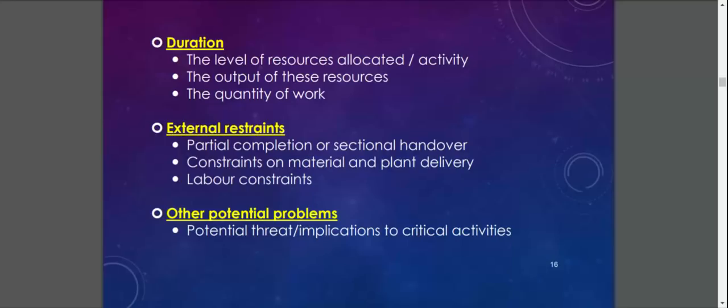External restraints, for example, partial completion or sectional handover, constraints on material and plant delivery, and labor constraints, and other potential problems like any threat or implication to critical activities. This is anything that might affect the project activities.